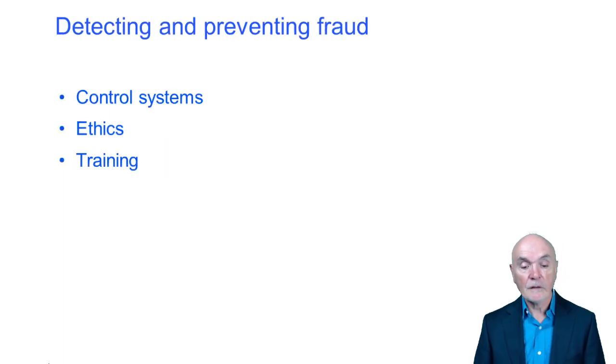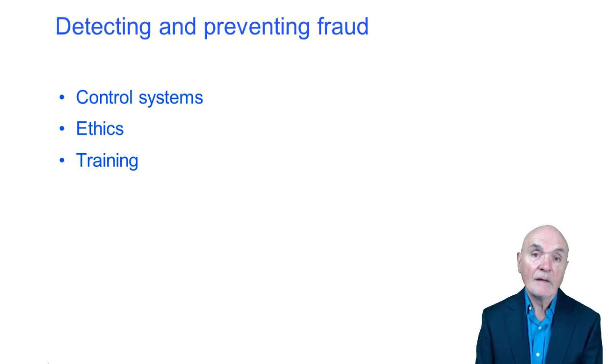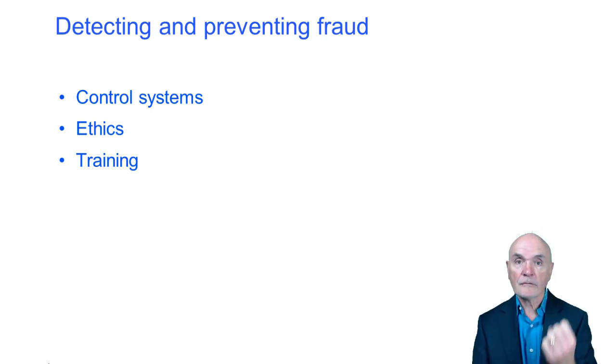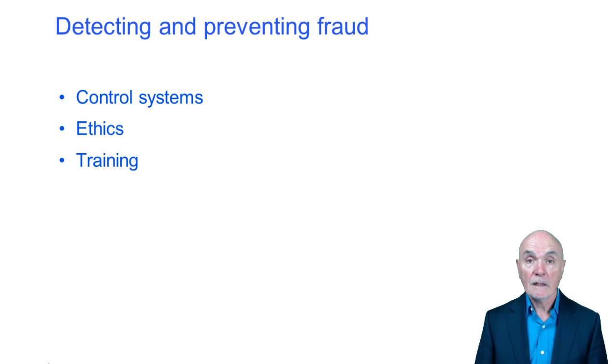Detecting and preventing fraud. We've talked about control systems. Good control systems will make fraud very difficult. Or if it does happen and money does go missing, we'll spot it. Ethics, emphasizing the ethical standards that are expected of staff. Particularly top management mustn't be seen to be acting in an unethical fashion, because if you like, the fish rots from the head down. And if top management is seen to be cutting corners and a bit unethical with regards to perhaps the use of petty cash and so on, this can rub off on staff lower down. And finally, training. Maybe training people to spot fraud, training people about the damage that can be done if fraud is taking place.